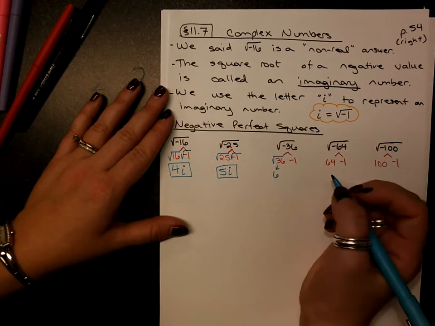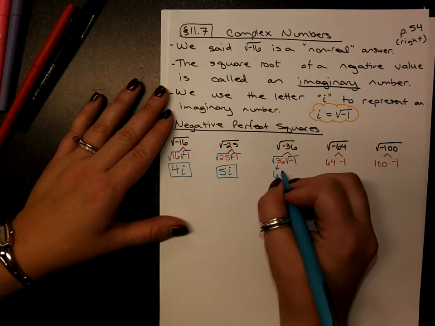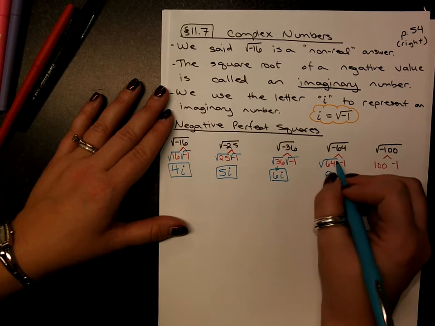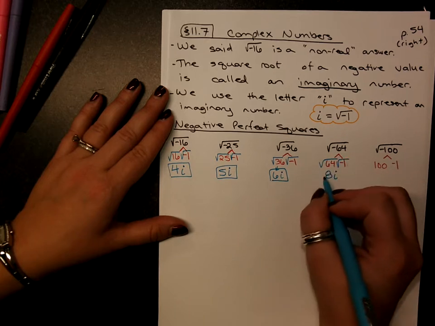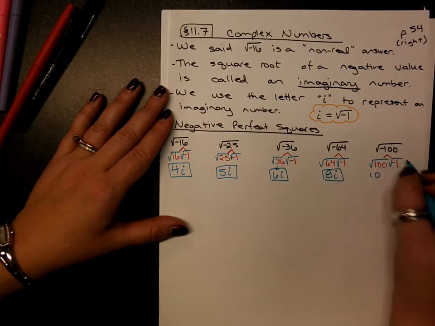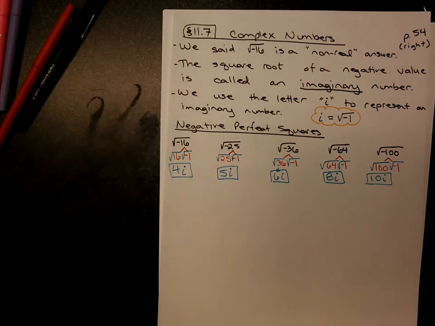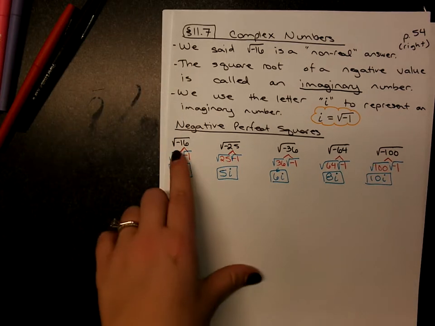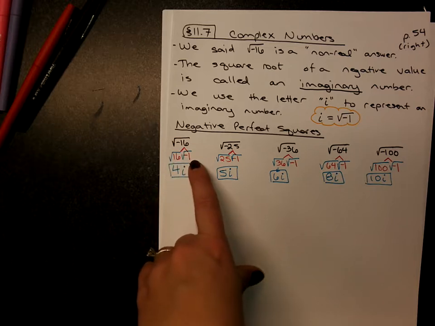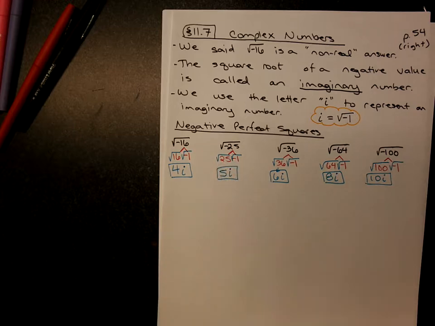So the square root of 36 is 6, and the square root of -1 is I. Square root of 64 is 8. Square root of -1 is I. Hopefully you're getting the hang of this. Square root of 100 is 10. Square root of -1 is I. So when you have a perfect square with a negative on the inside, you separate it into the positive perfect square and -1. The positive perfect square and -1, always.